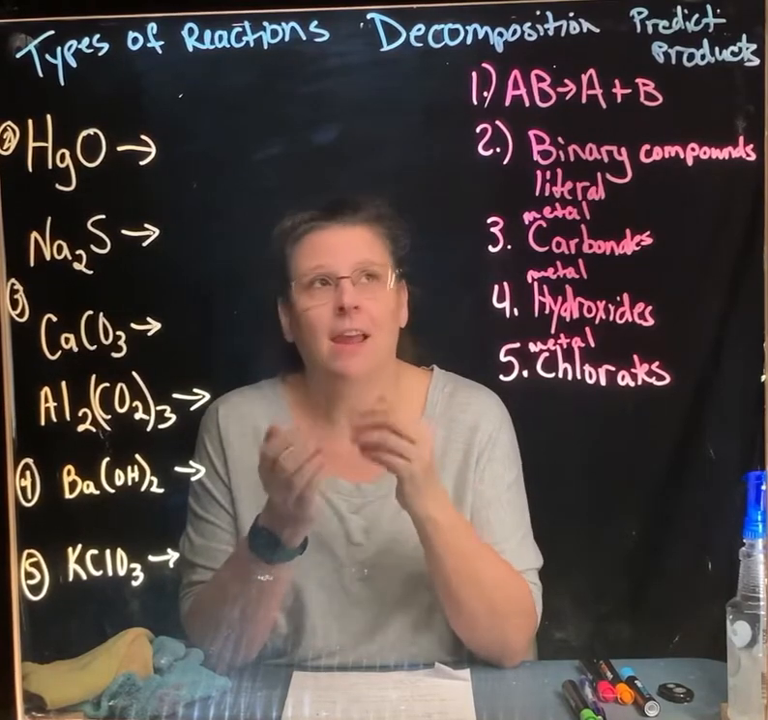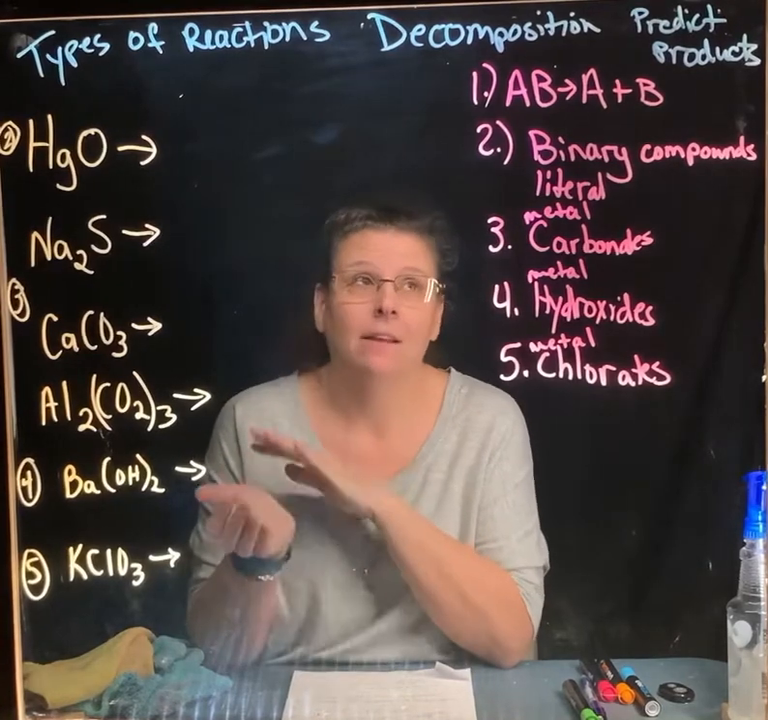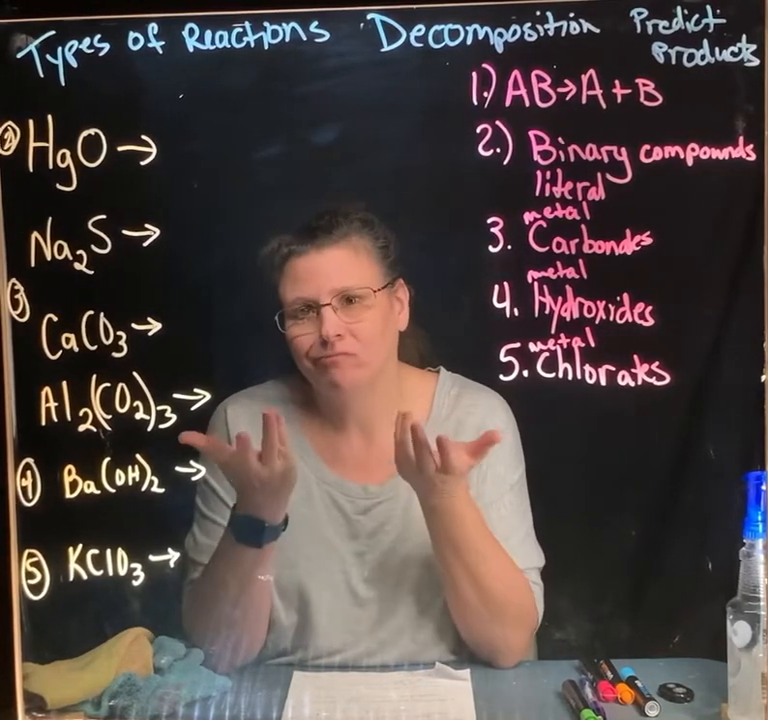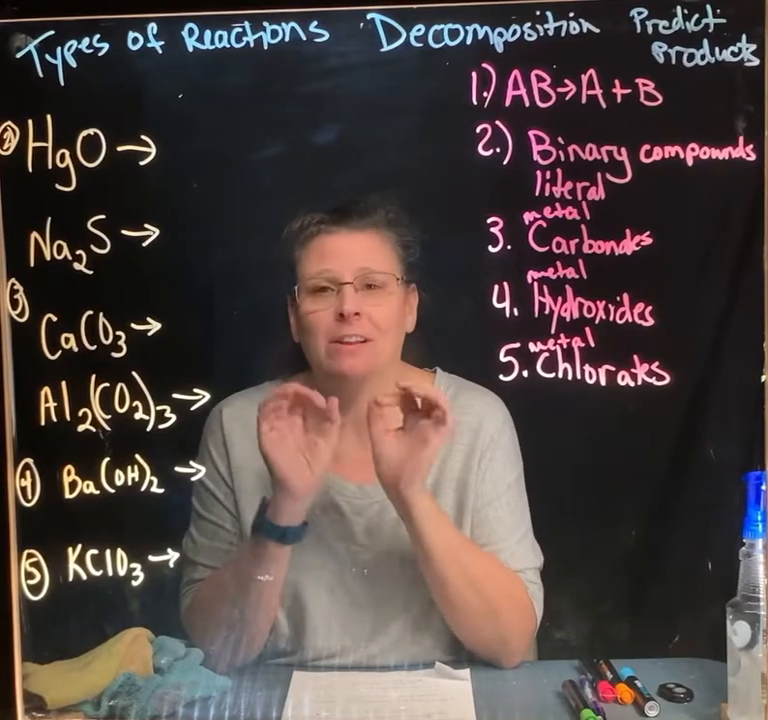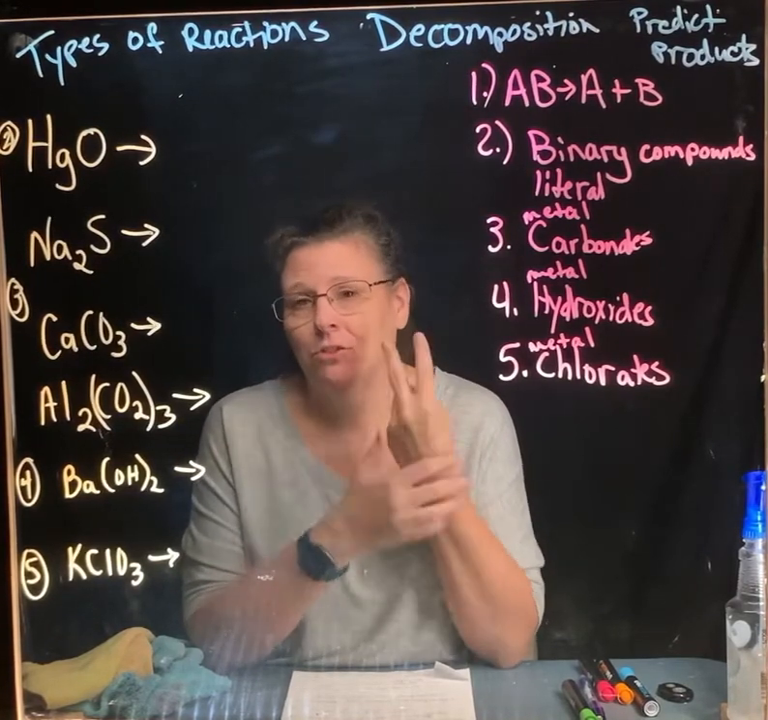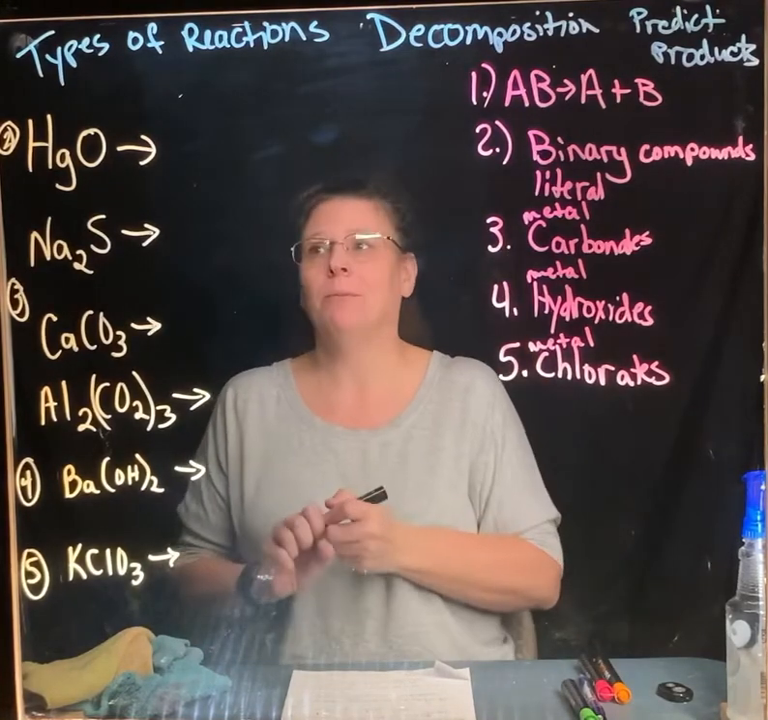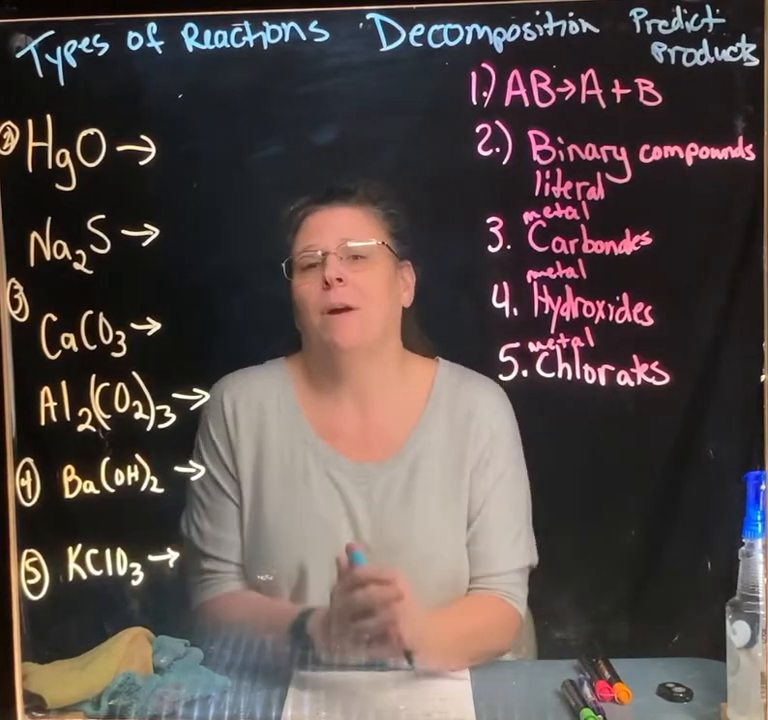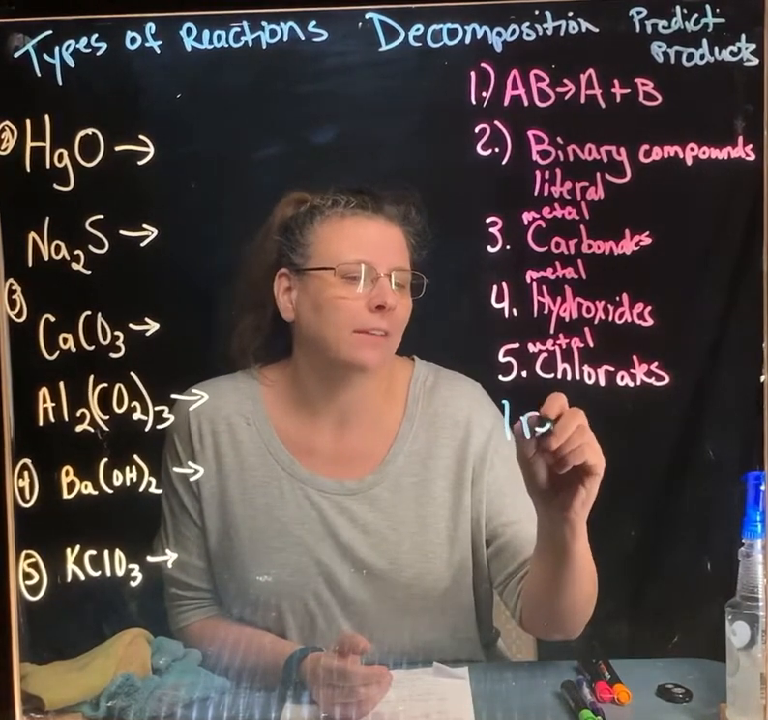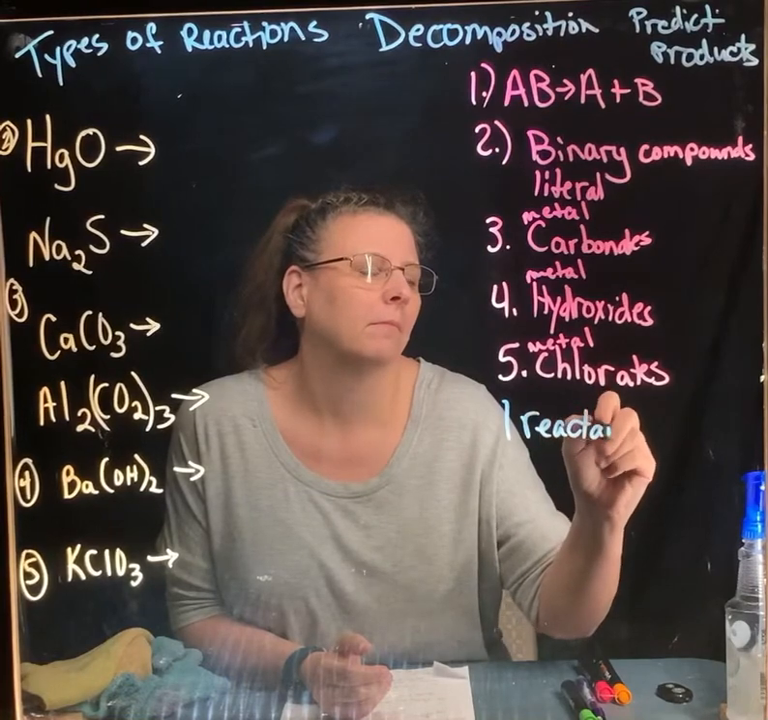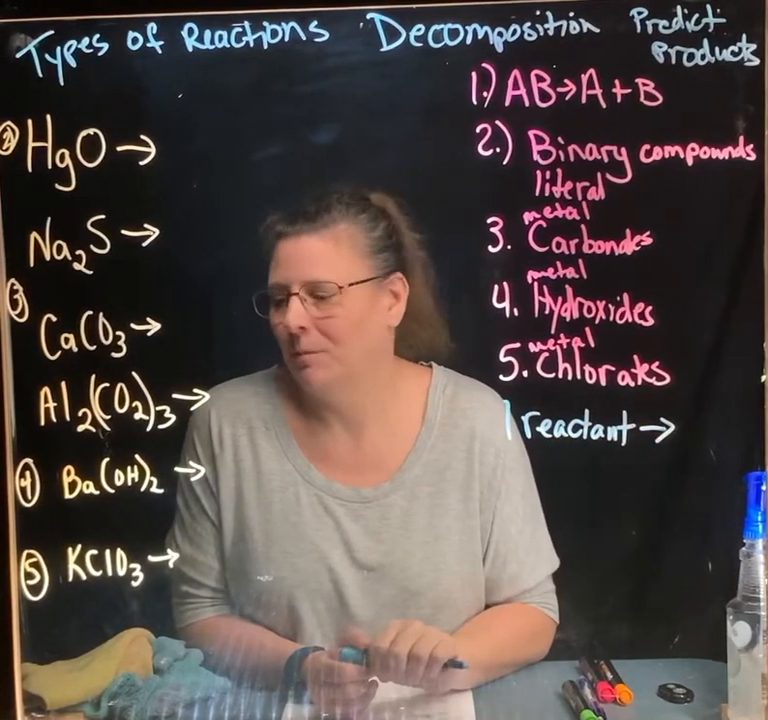Basically, number 1 is AB gives us A plus B. Pretty simple stuff, okay? So number 2 is very, very literal. Binary compounds, 2 elements. All they do is break them apart. So we're predicting products. Decomposition is probably going to be your easiest one to recognize because it's 1 reactant, and it breaks up into more than 1, 2 or more, okay?